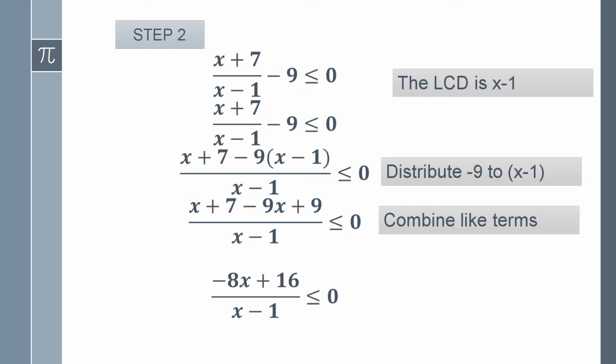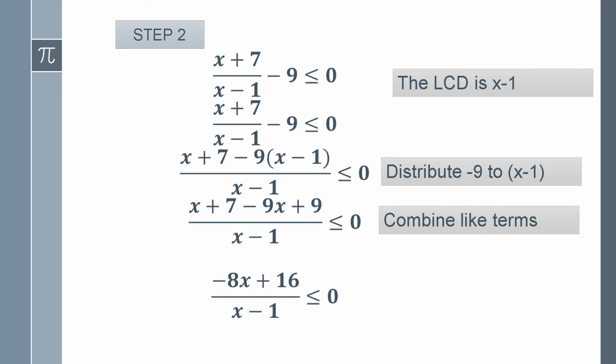Then, step 2, gagawin natin fraction yung whole number na 9. Since ang may fraction lang natin ay yung x plus 7 over x minus 1, therefore, yung LCD natin is x minus 1. And then, ikakopy natin to as numerator and denominator ng 9.